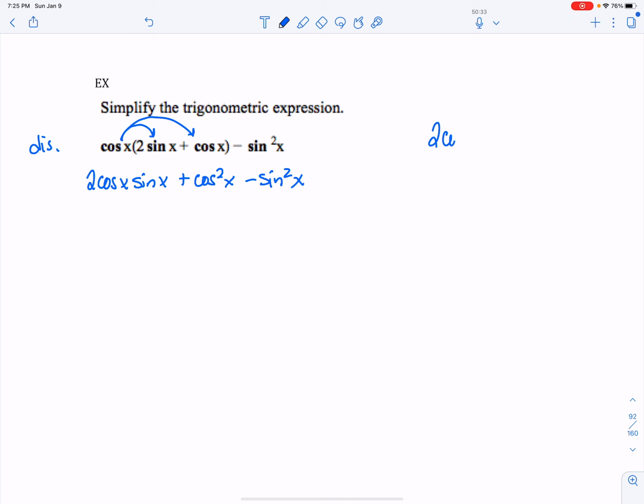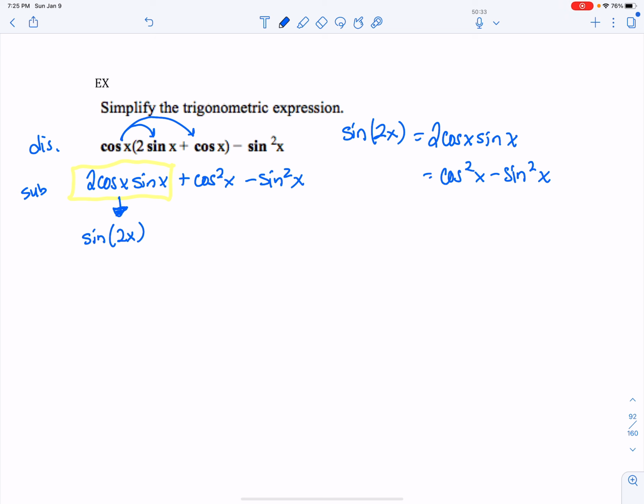Okay, now I'm looking to use substitution. So 2 cosine x sine x looks really familiar because that is sine of the double angle. So I'm going to go ahead and substitute that in. So I'm going to make a little note that I use substitution here. So this is sine of 2x.